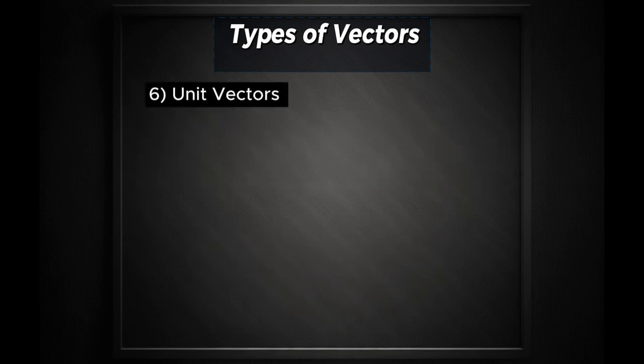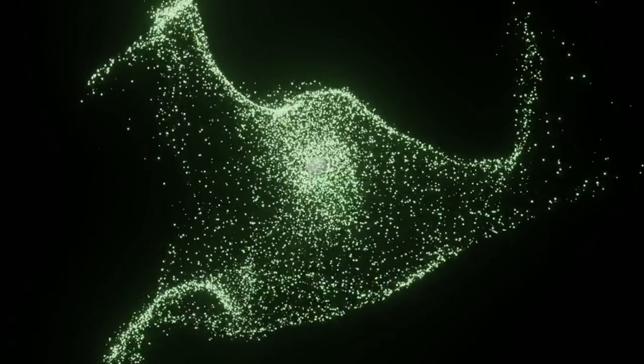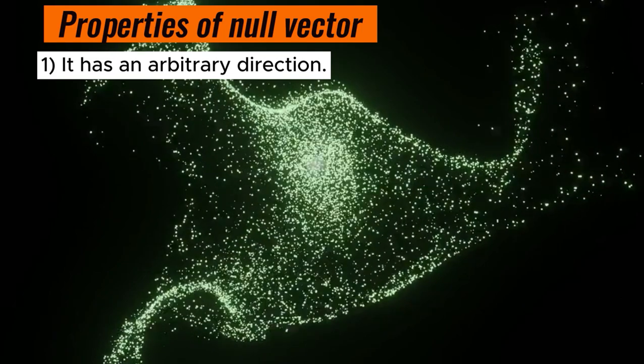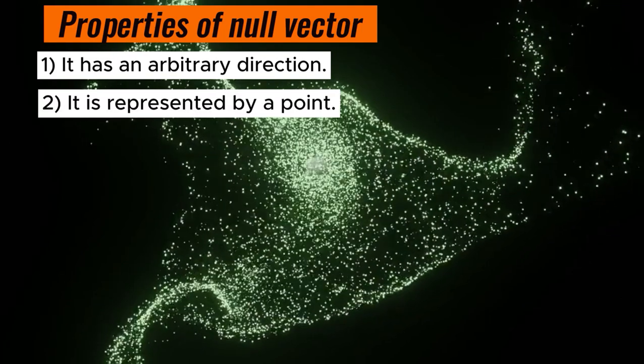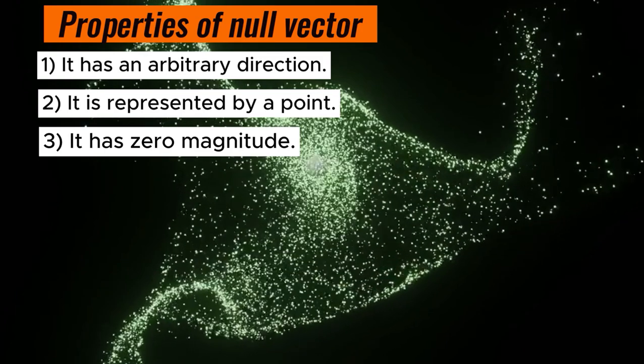Unit vector. A vector having a unit magnitude is called a unit vector. It is used to denote the direction of a given vector. Properties of null vector. 1. It has an arbitrary direction. 2. It is represented by a point. 3. It has zero magnitude.